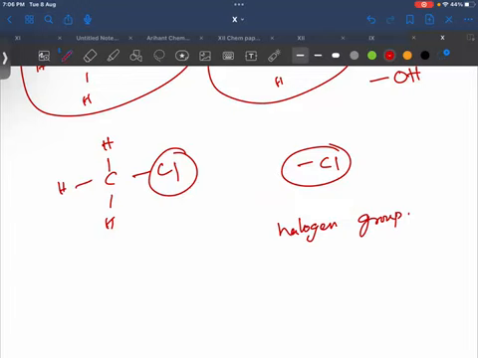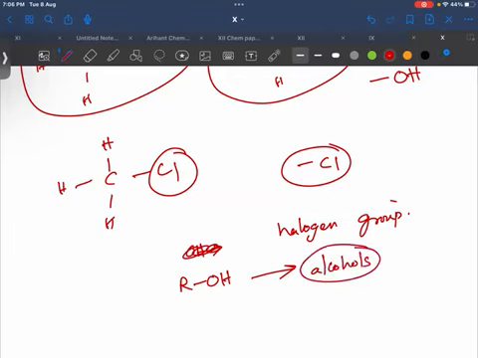ठीक है? जैसे I mean the way ROH were named as alcohols, these are known as haloalkanes. OH group को बोलते हैं हम लोग, ROH are known as alcohols as a family. The family is known as alcohols, and R-Cl are known as haloalkanes.